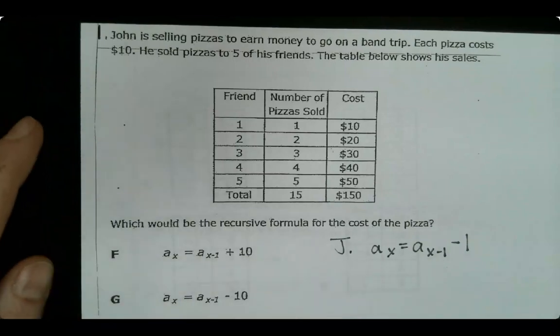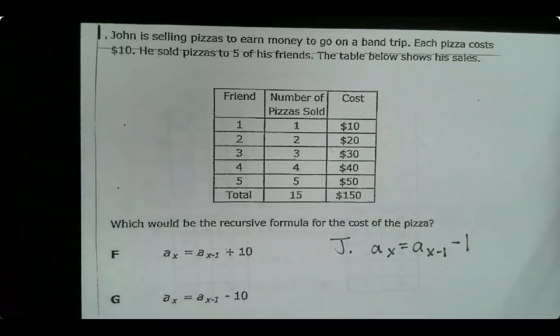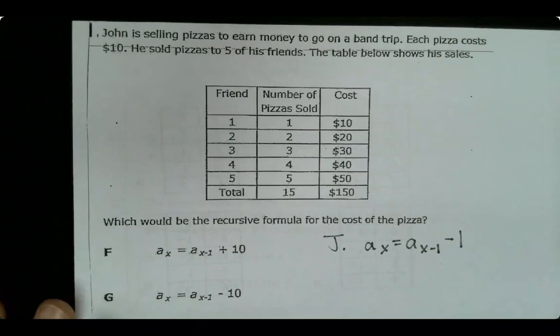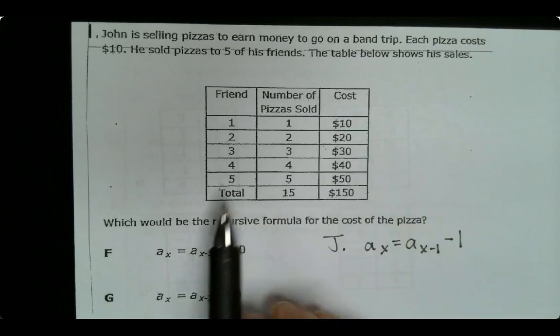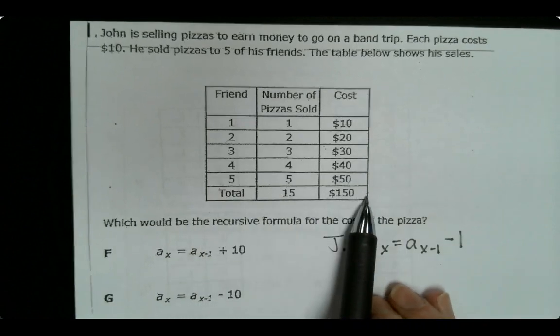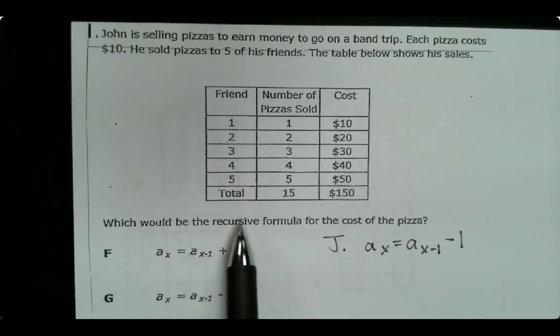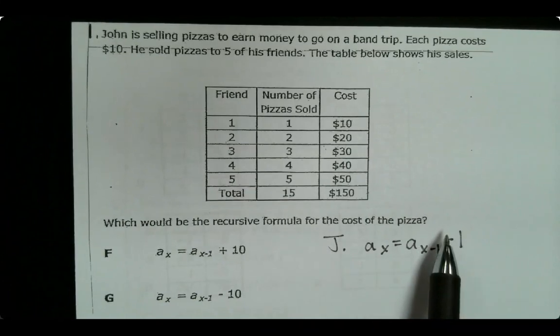Let's look at number one. John is selling pizza to earn money to go on a band trip. Each pizza costs $10. He sold pizzas to five of his friends. The table below shows his sales. So we have friend, number of pizzas sold, and cost. And then the bottom row is total. It says which would be the recursive formula for the cost of pizza.